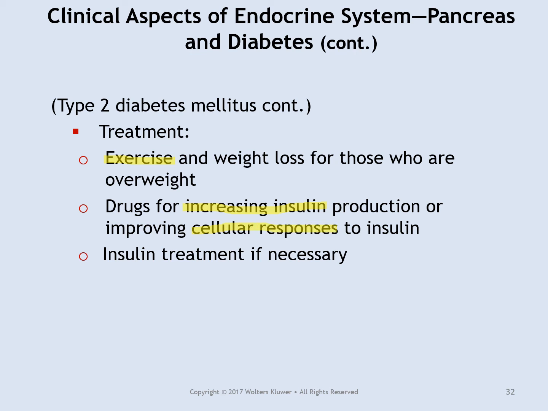And later on, after a while, insulin can be given, but generally when people first are diagnosed with type 2, they don't need insulin to treat it. That develops over time as the case gets more severe.